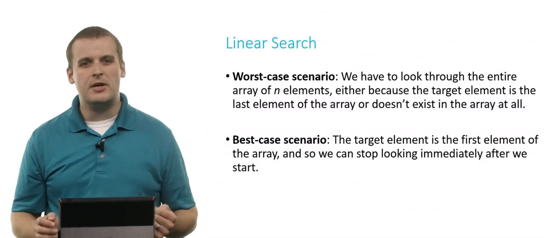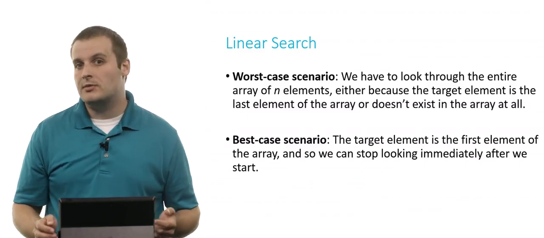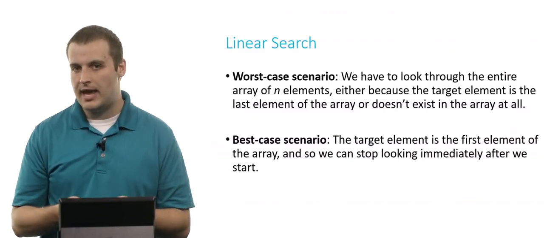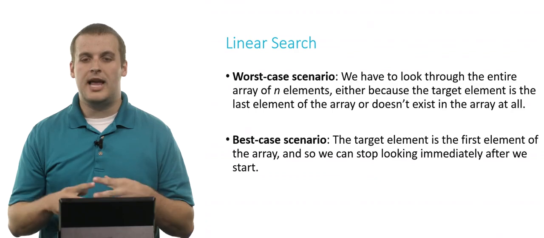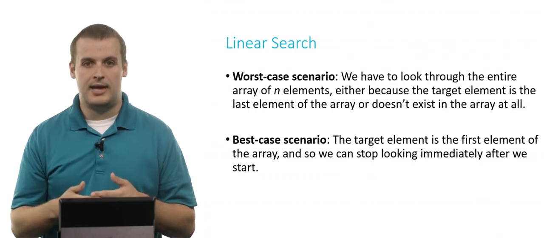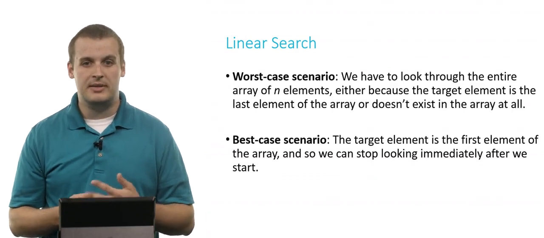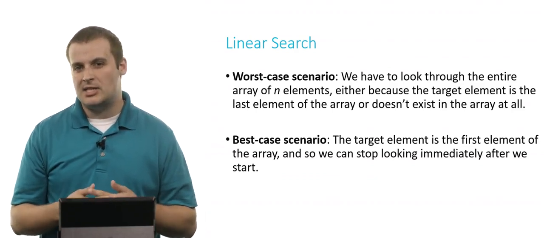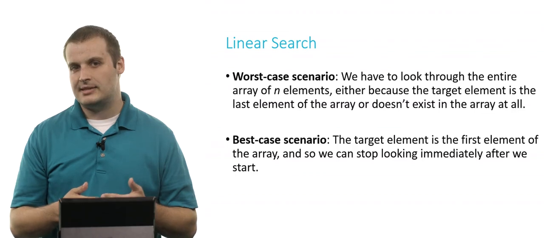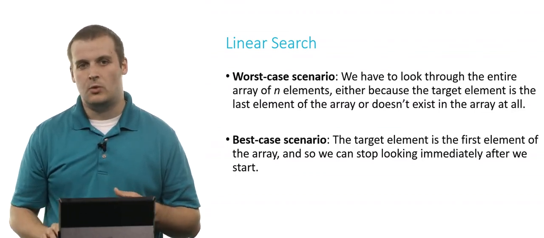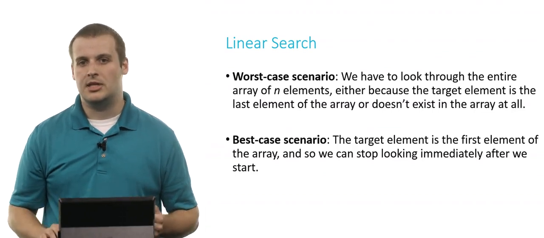So what's the worst case scenario with linear search? Well, we have to look through every single element, either because the target element is the last element of the array, or the element we're looking for doesn't actually exist in the array at all. What's the best case scenario? Well, we might find the element immediately. And how many elements do we then have to look at in the best case if we find it at the very beginning? We can stop immediately.